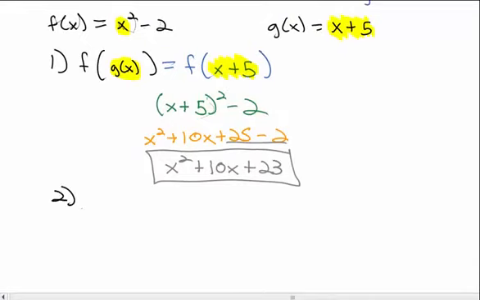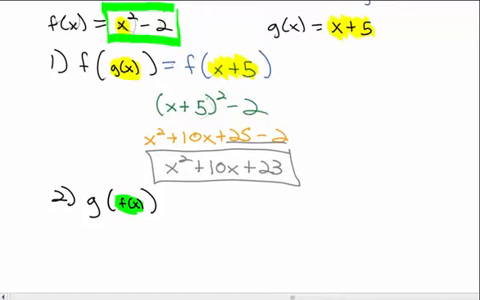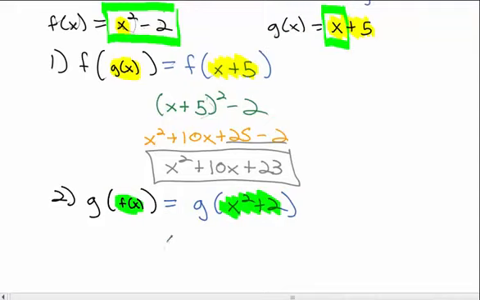Now I want you to notice something here. If we switch the order and try to find g of f of x, now the f of x is the inside stuff. So this f of x, the x squared minus 2, is what's really on the inside. Now it's g of x squared minus 2. That is now the guts of the problem, which means that's going to go into g, where we see the x. It's now stuff plus 5, and that stuff is x squared minus 2.